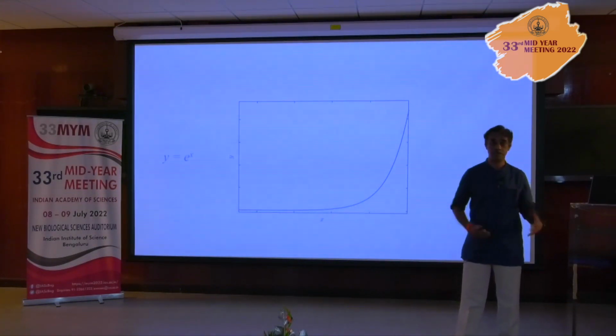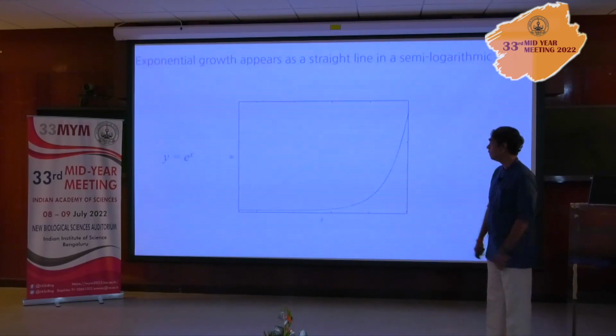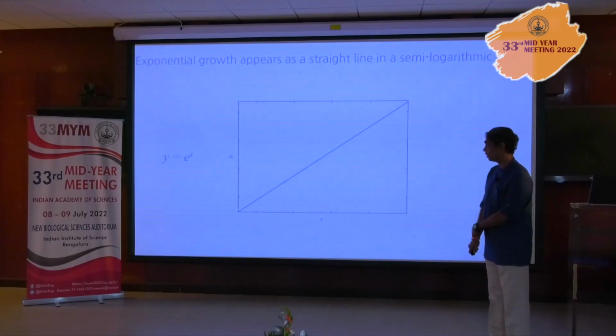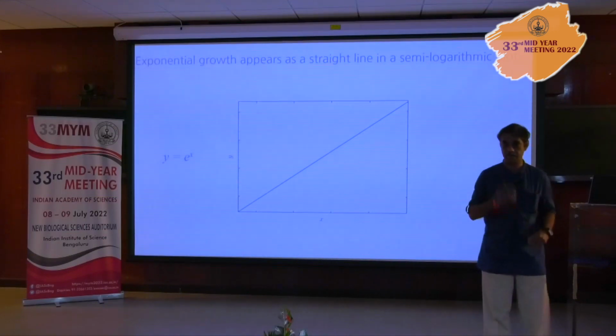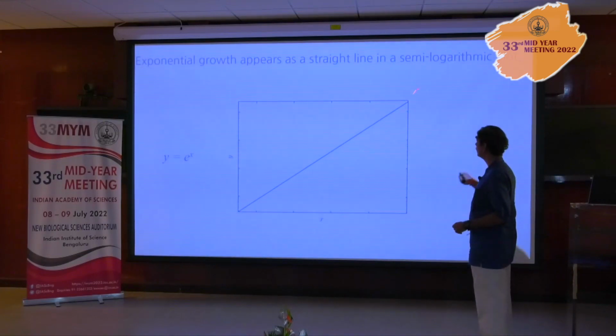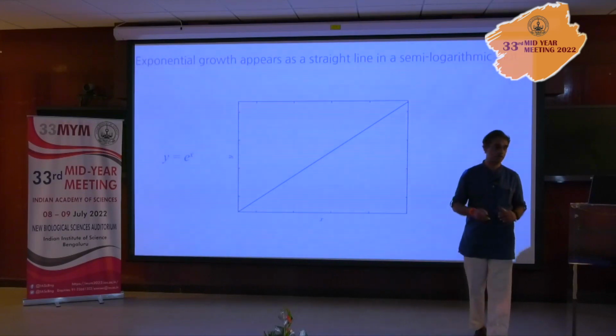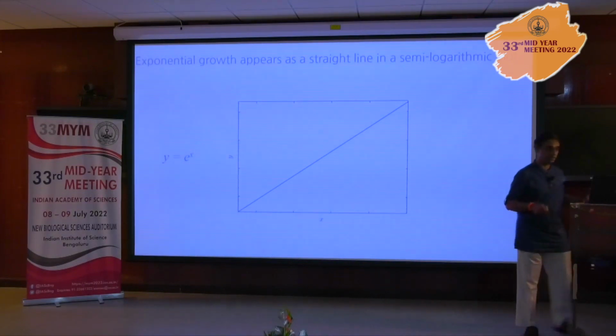So let's look at this function, e to the power x, the exponential function. It's the most famous function perhaps, or one of the most famous. And this is how it looks. But if you plot this in a semi-log plot, where one of the axes is log and the other is linear, it will look like a straight line. So exponential growth will appear as a straight line in a semi-log plot. This is maths 101 or something.